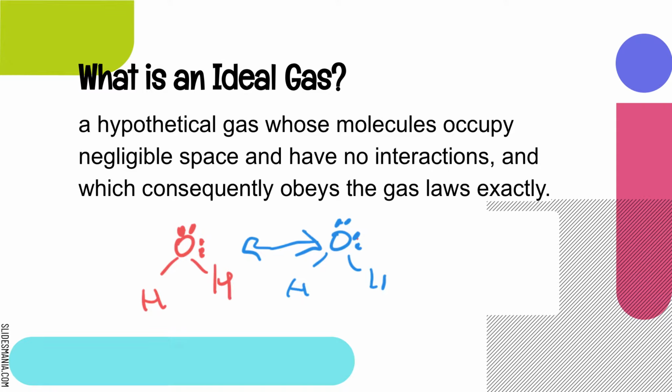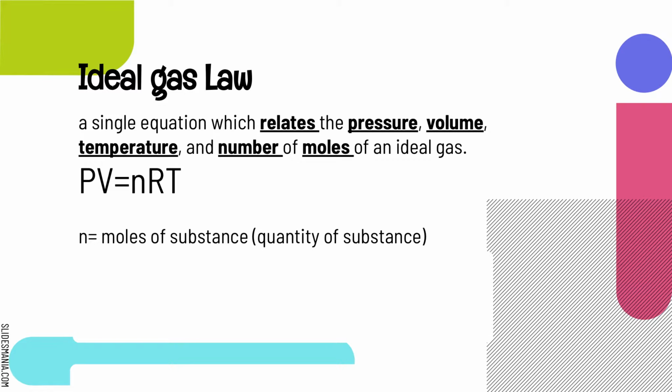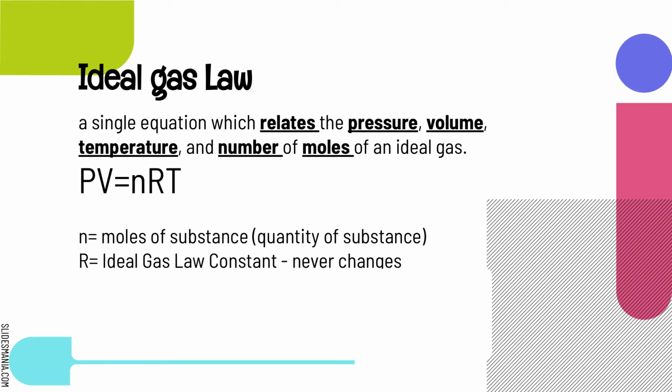N is moles of substance. It's the quantity of substance. In Unit 6, we will be exploring the concept of moles in a lot more detail. But for now, just know that it's the quantity of how much of the gas you have. R is the ideal gas constant. It never ever changes. It might change because you're using different units, but it never changes what it means. And in our class, we're going to be using the ideal gas constant as 0.08206 liters times atmospheres divided by moles Kelvin.